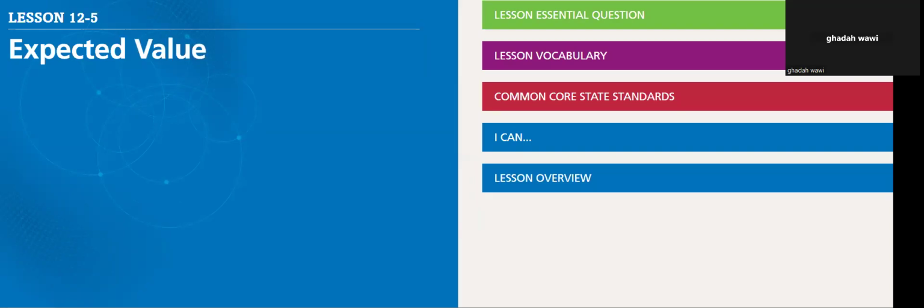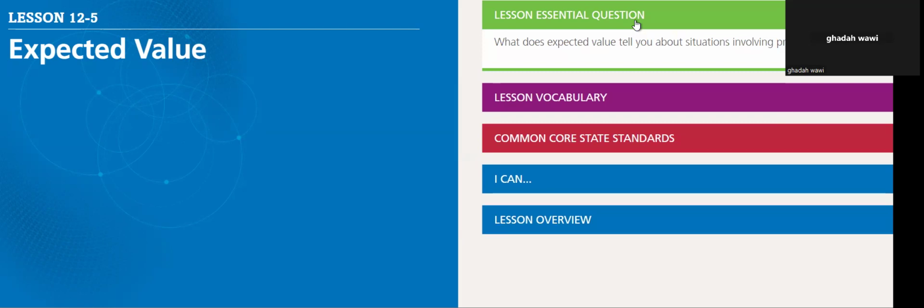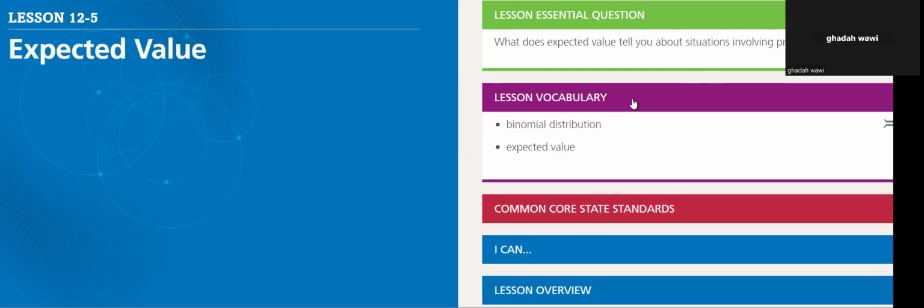This week we will be covering lesson 12.5, which is about expected value. The essential question of this lesson is: what does expected value tell you about situations involving probability? Vocabulary: binomial distribution, expected value.